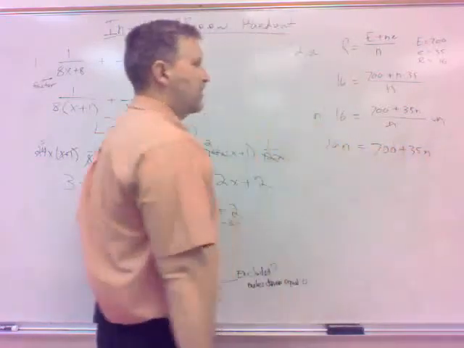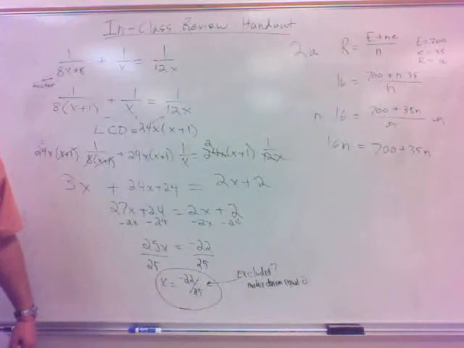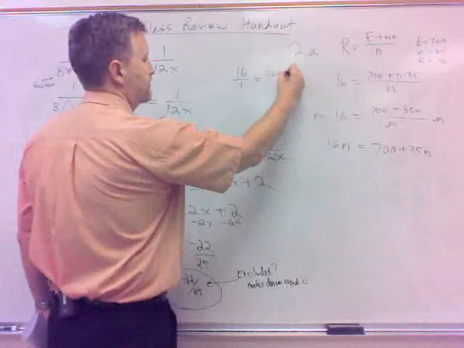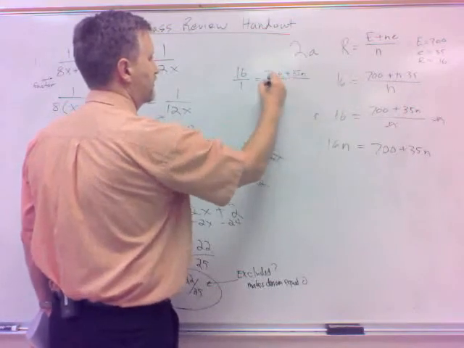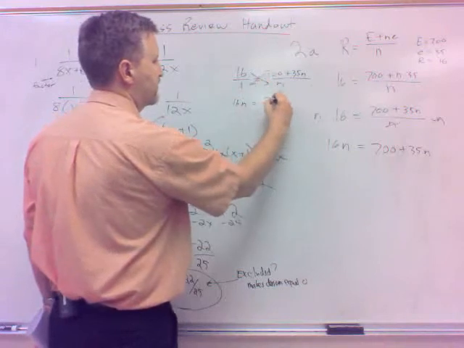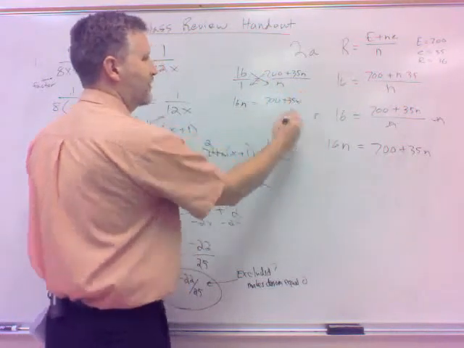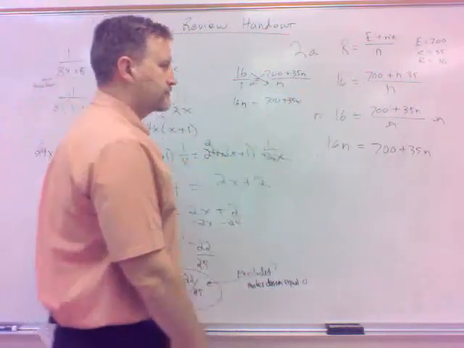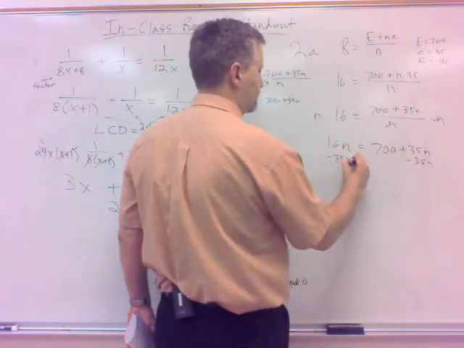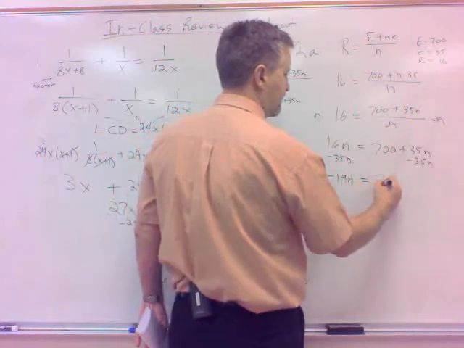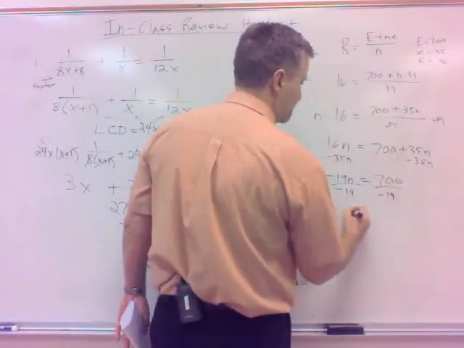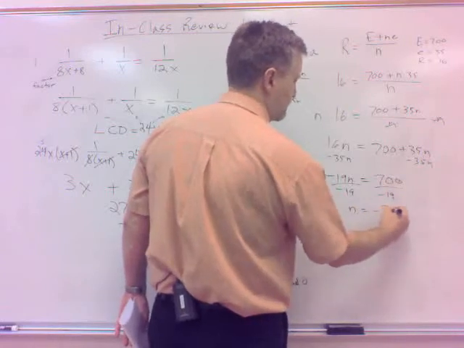There's another way of thinking. You could think of 16 as 16 over 1, just to mention it here. And then you can cross multiply. 16 times n equals, and it'd be the same thing, wouldn't it? Either way you go, you get the same thing. All right, so then we get minus 35n on both sides. That'd be negative 19n equals 700. Divide by the negative 19, and n is negative 700 over 19.